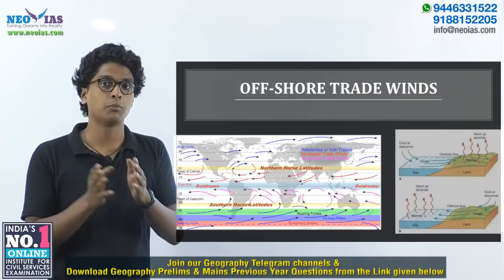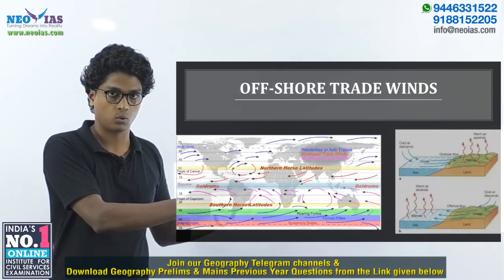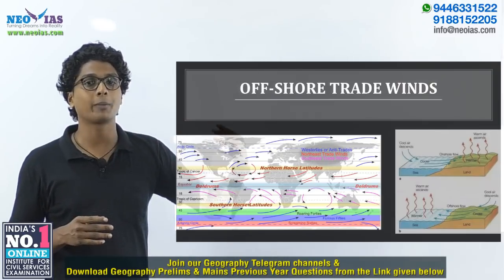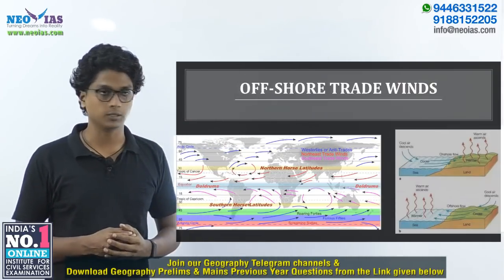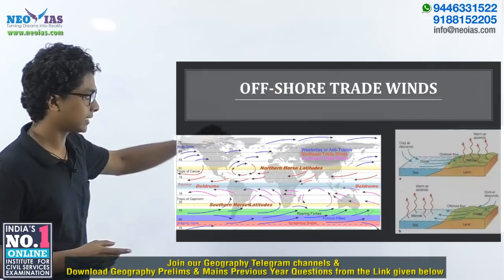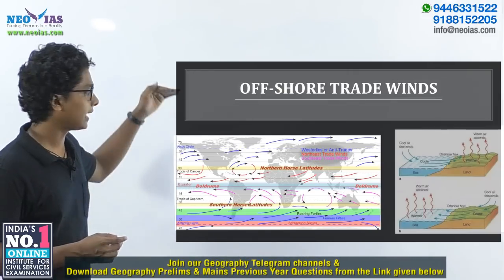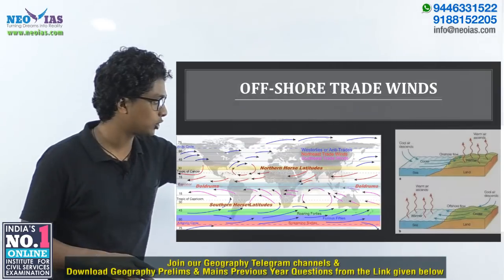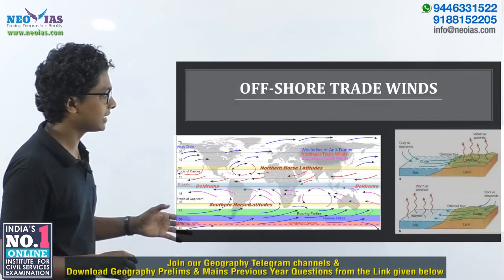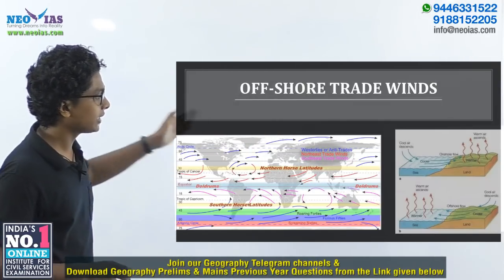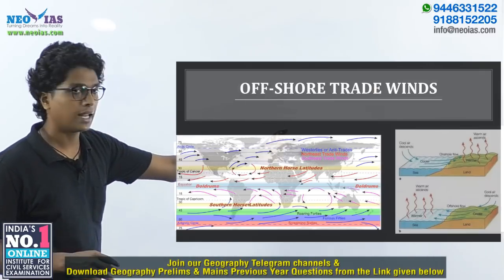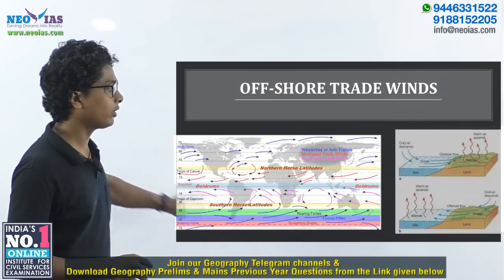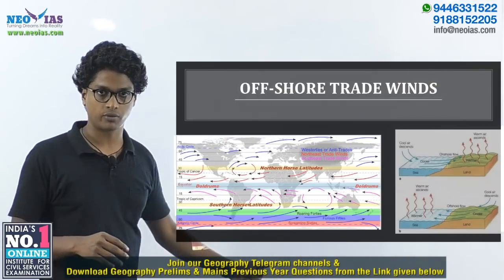So that means the moisture will be carried away from the coast, and the precipitation will be discouraged, and it favors the formation of a major hot desert. So the offshore nature of the trade wind is resulting in the creation of major hot deserts. As you can see in the second picture towards the right side, in one picture the winds are moving towards the land, and that is the onshore winds, and when the winds are moving out of the land, we call it offshore winds, right?